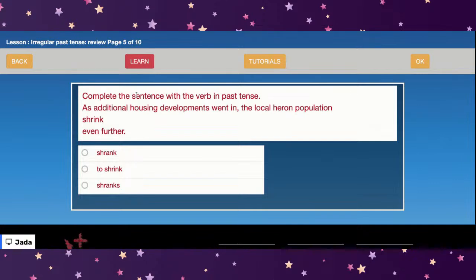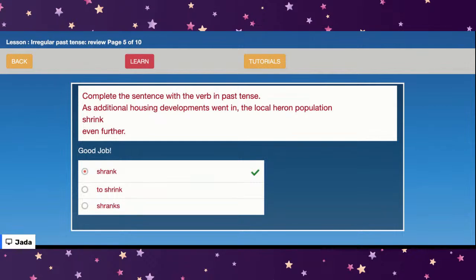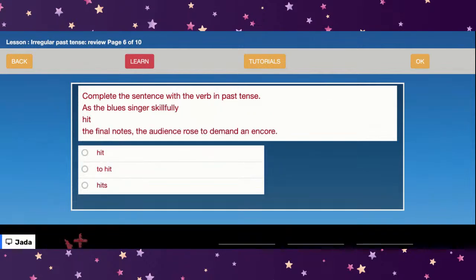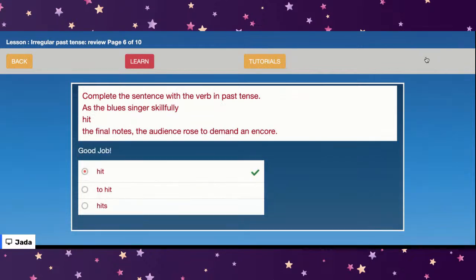An additional housing development went in, the local Huron population shrink even further. So what will it be? Shrunk even further. Okay? So the past tense will be shrunk. As the blues singer skillfully hit the final notes, the audience rose to demand an encore. So the audience rose to demand, and hit is still the same. Hit does not have any different form for the past tense.